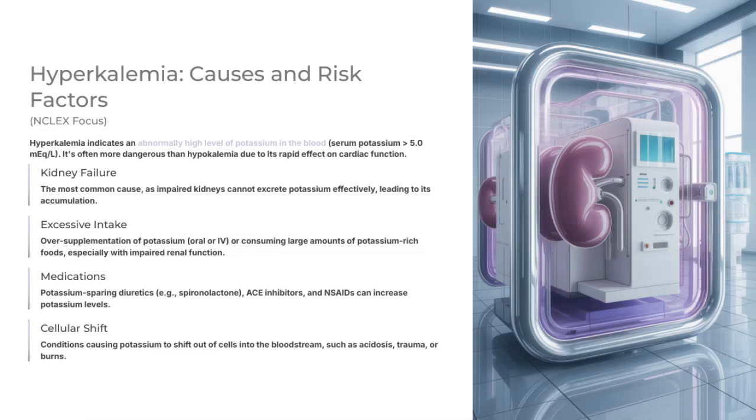Let's take a closer look at some of the conditions that cause potassium to shift out of the cells and into the bloodstream. For example, acidosis, trauma, or burns can all disrupt the normal cellular balance and lead to an increase in blood potassium levels. These shifts are important to recognize because they can quickly impact cardiac function.